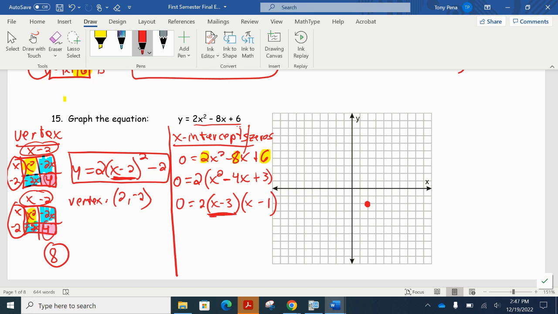And then I would always ask, what makes this a solution? That would be 3. What makes this a solution? That would be a positive 1. So these are your x-intercepts. So go to the x value of 1 on the x-axis. We're going to cross the x-axis there. Go to x equals 3 on the x-axis, so here's 3. And then now we connect those guys with the vertex, and we have our parabola.